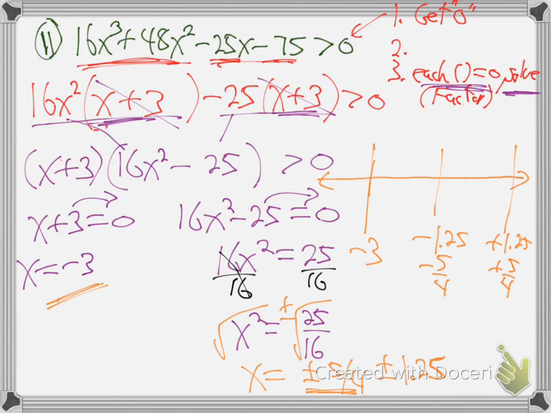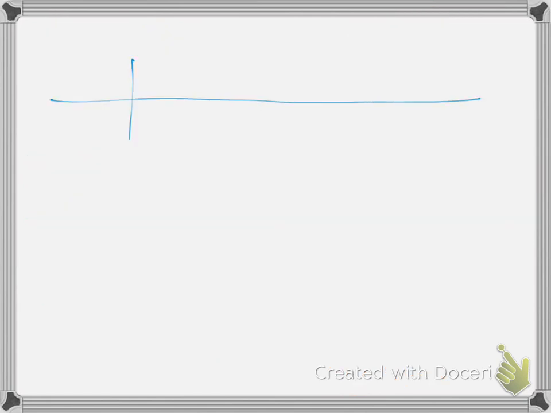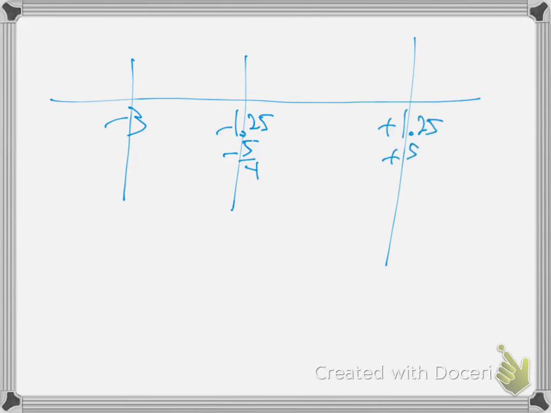Now where's 0? I've got 4 sections. Let me make sure you can see. I'm running out of room here. This one goes and goes. So 4 sections. I'm going to check 0. Where's 0? 0's in this section, isn't it? There's 0. So I'm going to check 0. I'm kind of running out of room. Let's go to a new sheet. So over here, here's -3, -1.25, which is -5/4, and positive 1.25, which is positive 5/4. Here's my 0.